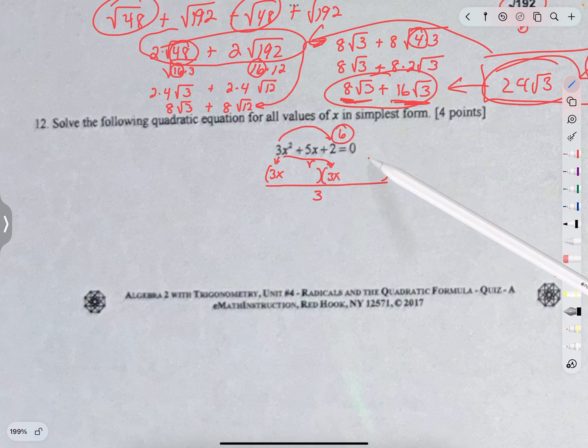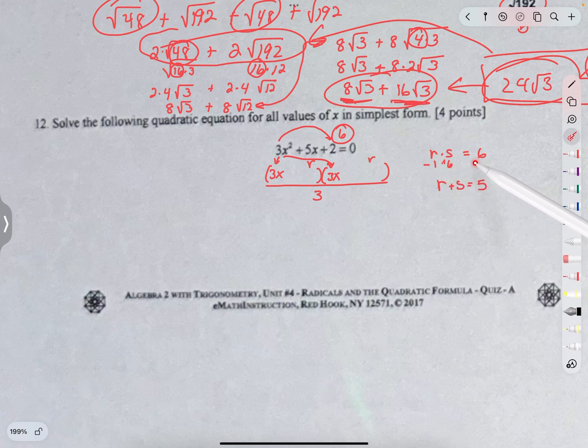Two numbers that multiply to 6, but they have to add up to the middle term, the b term, which is a 5. Let's see here. 1 times 6 multiplies to 6, and if the 6 was positive and the 1 was negative, they'd add up to a 5. But if one's negative and one's positive, they don't multiply to a 6. So I can't use that pair. I'm going to try 2 times 3. That multiplies to 6, and 2 plus 3 adds to 5.